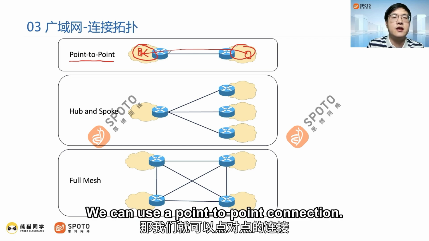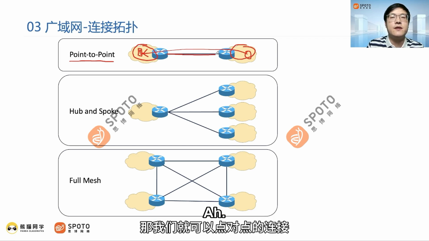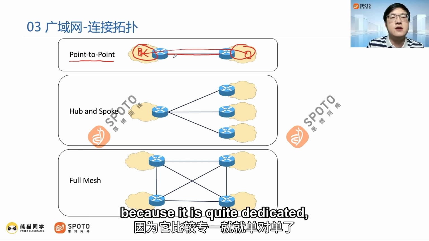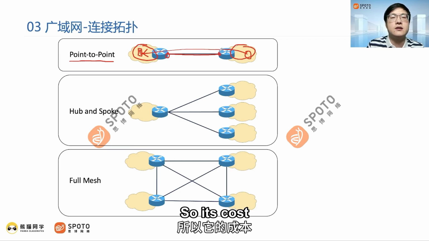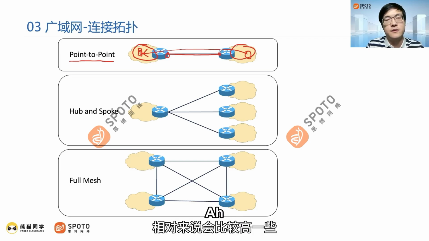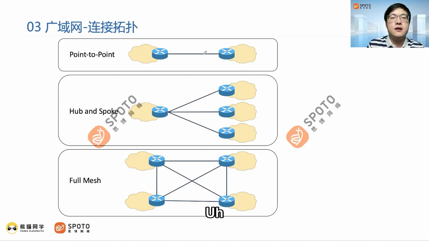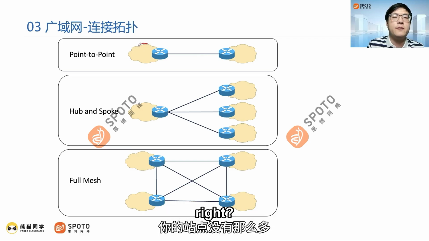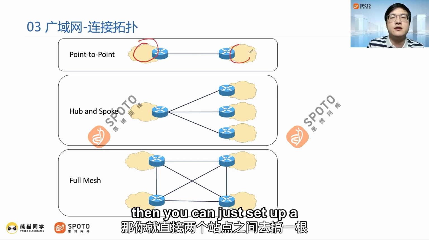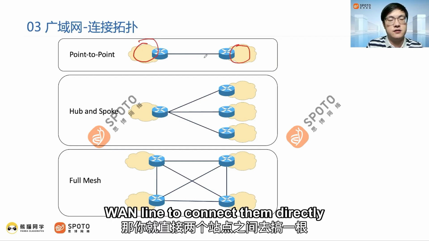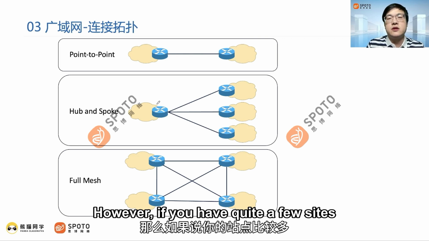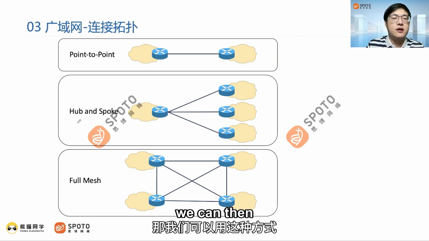We can use a point-to-point connection. Because it is quite dedicated, just one-to-one, its cost is relatively higher. If your number of nodes is not that high, your sites are not that many, just 2 sites, then you can just set up one line to connect them directly. However, if you have quite a few sites, we can then use another method.